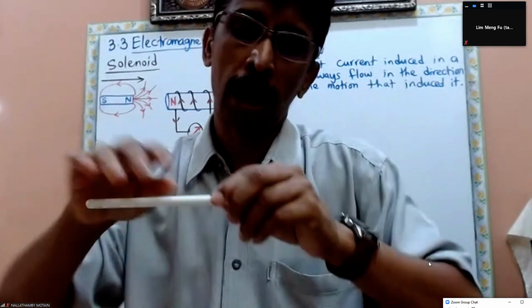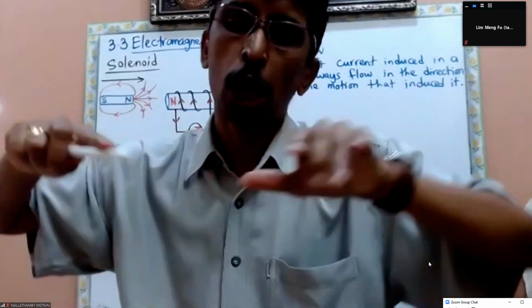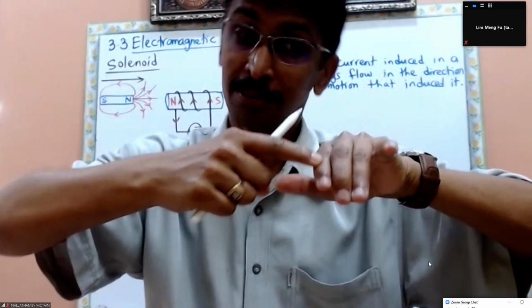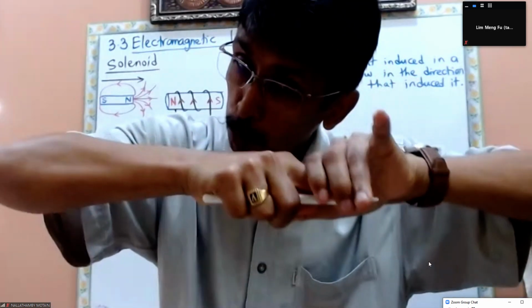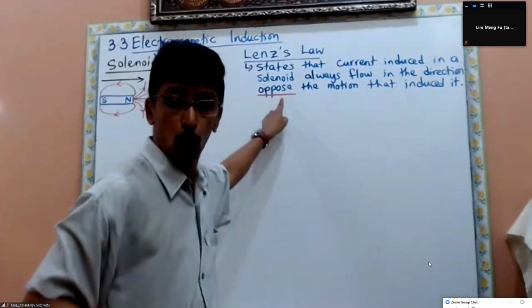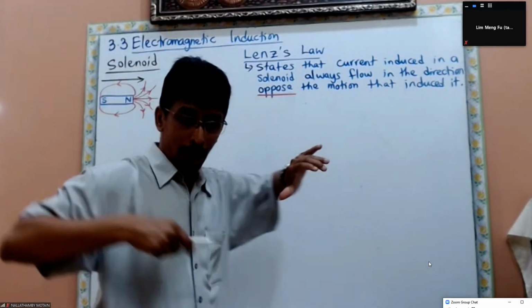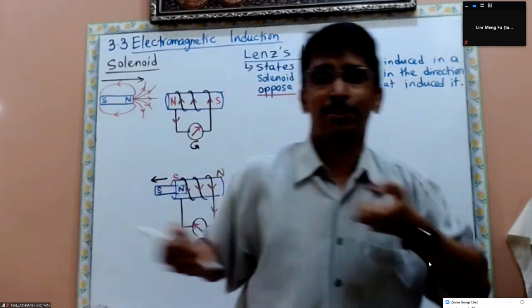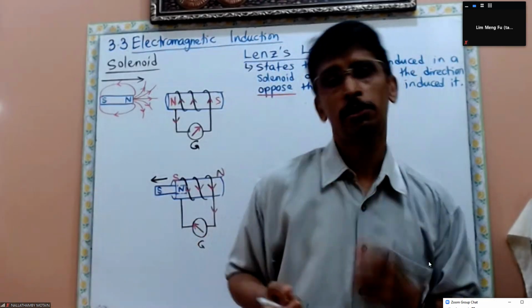One more example, let's say the south pole going in. Here, south pole. Simple. Then you can check the current. If the south pole is leaving, it must attract. So the keyword is oppose. Pole goes in, repel. Pole goes out, attract. You just use this concept and you're done.